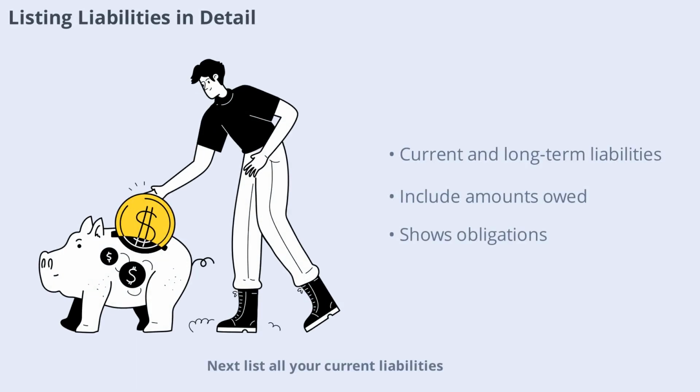Next, list all your current liabilities such as accounts payable and short-term loans. Then, add your long-term liabilities like mortgages or bonds. For each liability, include the amount owed as of the reporting date. This breakdown helps you and others understand your business's financial obligations and risk exposure.